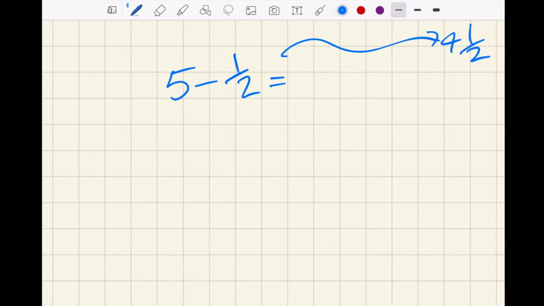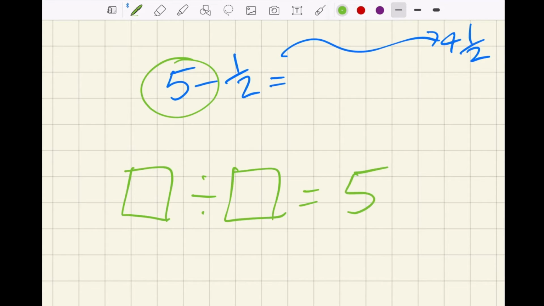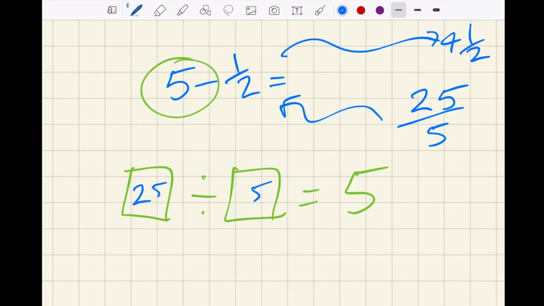So it comes down to this 5. We've got to somehow think of this 5 as a fraction. I want you to think about the number 5 as an answer to a division. So think of a division question where something divided by something gives you 5. So you might think, well, 25 divided by 5 gives me 5. And that would be fine. You would end up with this, rewriting that as a fraction. Remember the relationship between the division and fractions. 25 over 5. Well, you could actually do that as your subtraction from the whole number.